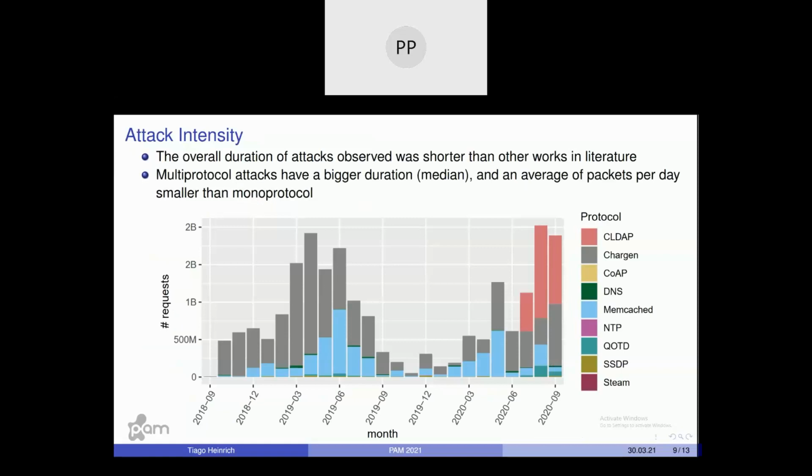The picture presents the evolution of monthly requests broken down by protocol. We can see the presence of SSDP and CHARGEN requests over the months. Overall, the duration of attacks observed was shorter than in works in the literature, with multi-protocol attacks having a longer duration and a smaller average of packets per day than monoprotocol attacks.